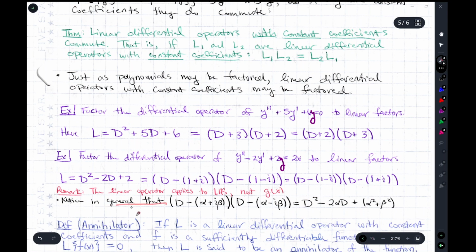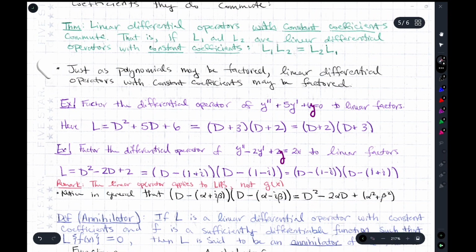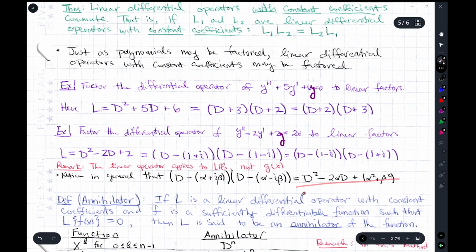So notice also that in general, if we have conjugate complex roots, we could multiply the linear factors with the conjugate roots together, and we end up with this linear operator. Just keep that in mind there. I thought it would be helpful to see that early on.